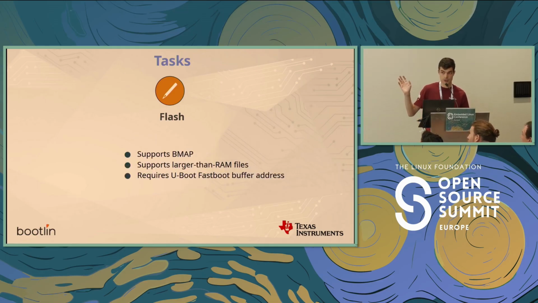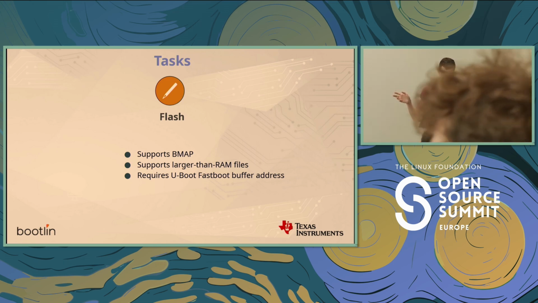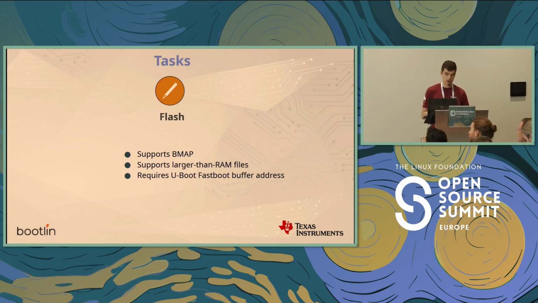This actually has quite a lot of complex logic besides it. It can detect if there are BMAP files and use them to flash in a sparse way, and it also supports what we call larger than RAM files.